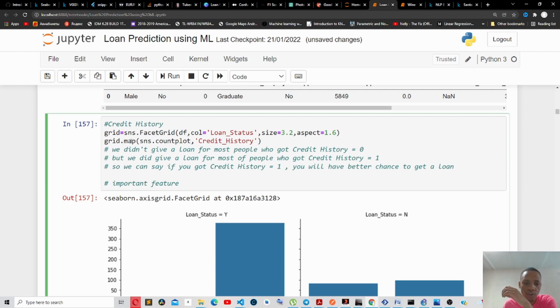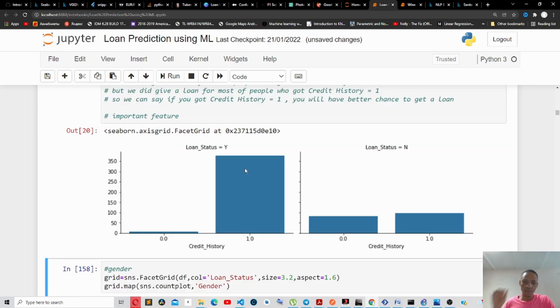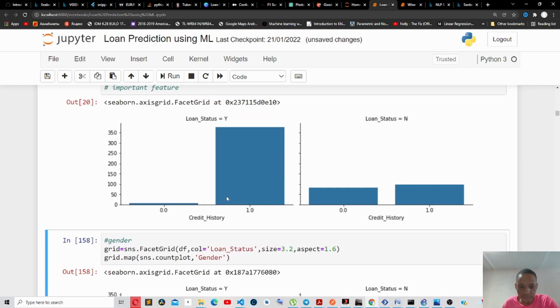The next thing that we are going to do is compare our loan status with credit history. As you can see, we say grid.map. We are going to map through the credit history, right? So if I run it, you can see that people with a credit history of 1 were more likely to be given a loan than people with a credit history of 0. We can see there are about 5 or 10 people that were given a loan with a credit history of 0.